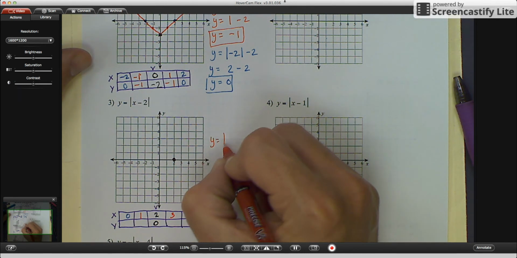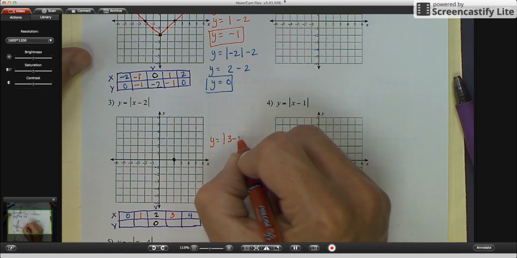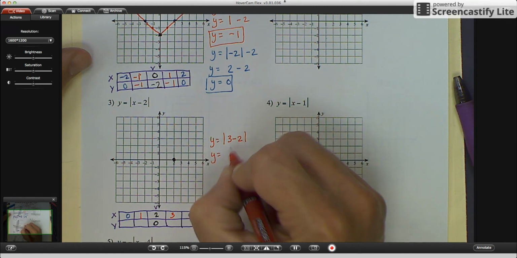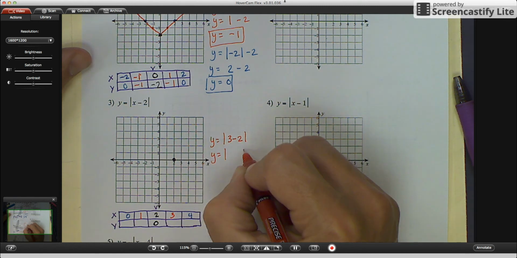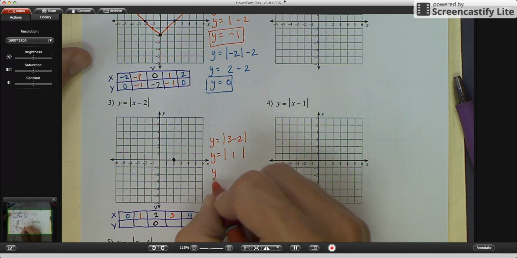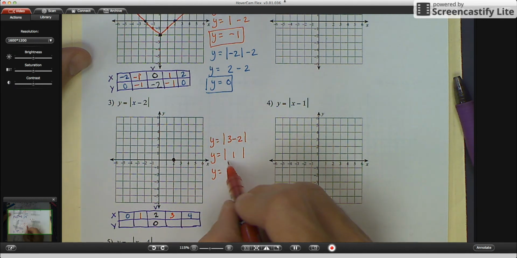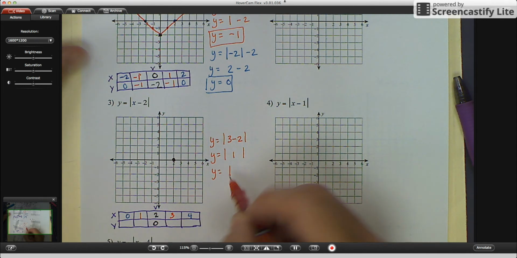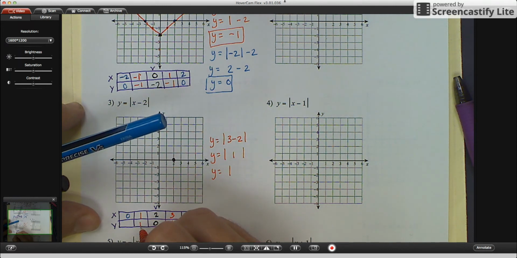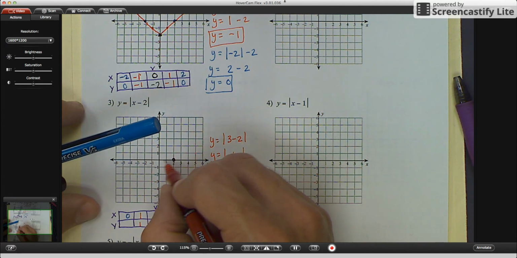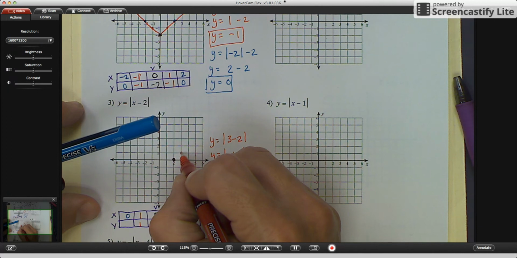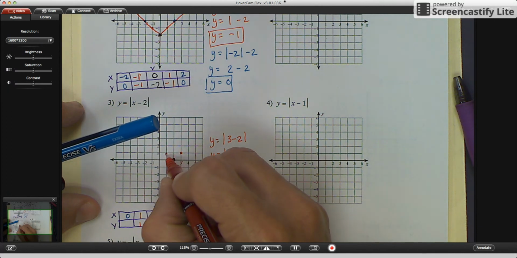Y equals the absolute value of 3 minus 2. So y equals the absolute value of 1, which is 1. So y equals 1, and the points are 1 and 1. We could plot these points if you want. 1, 2, 3 to the right, 1 up, 1 to the right, 1 up.